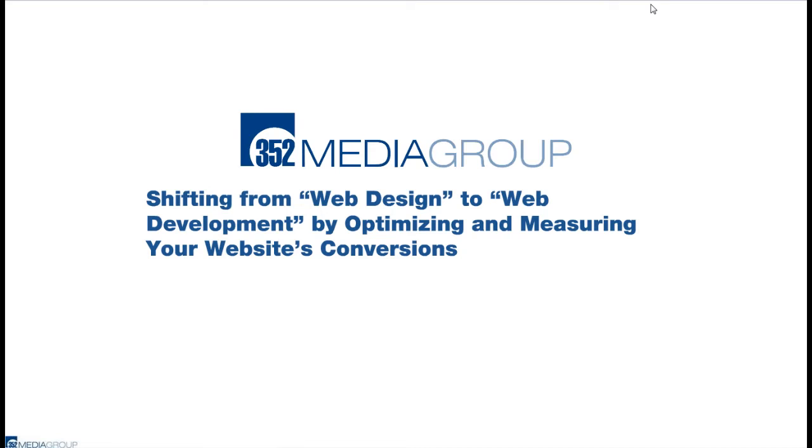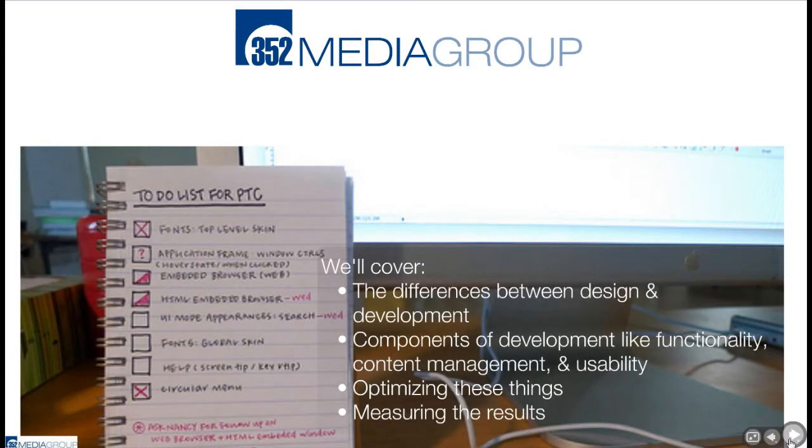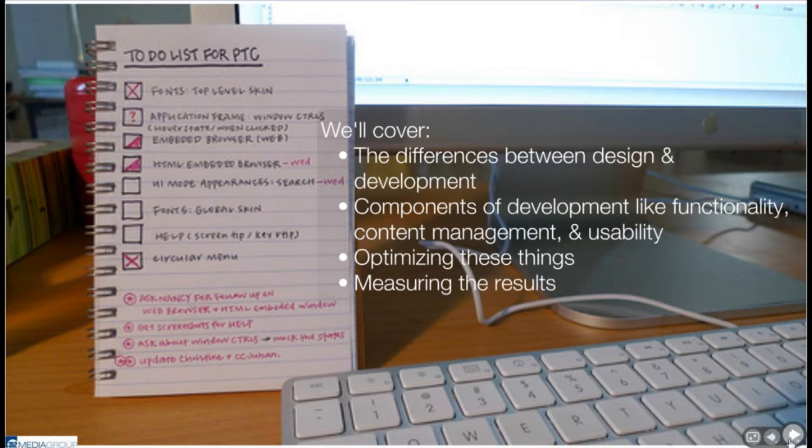So without further ado, we'll go ahead and get started here and talk about shifting from web design to web development and how to optimize and measure that. So today in this webinar, we'll cover the differences between design and development. They're words that are interchanged a lot and sometimes used wrong, but we'll clarify what we mean by that and what the differences are. And then we'll talk about the components of development, including functionality, content management, usability, and how you can optimize those things on your own site. And then finally, one of the most important things, obviously, is to make sure that the optimization worked. And Aaron's going to talk a lot about different ways you can measure the results and some tools that are out there for you to use.